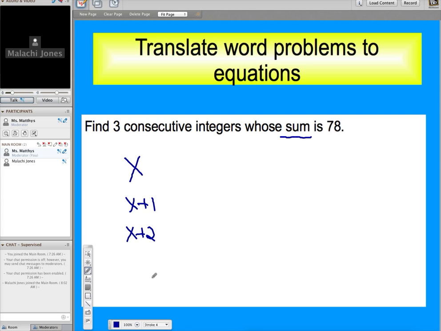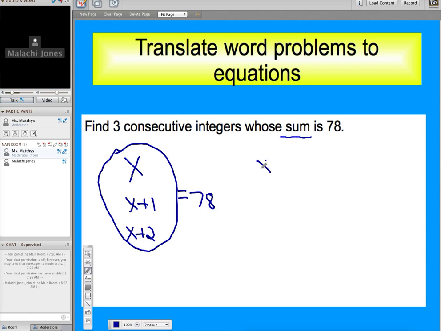What does sum mean? It means the answer of an addition problem. Very good. So let's go ahead. It says find 3 consecutive integers whose sum is 78. So if we add these up, they should equal 78. Okay.